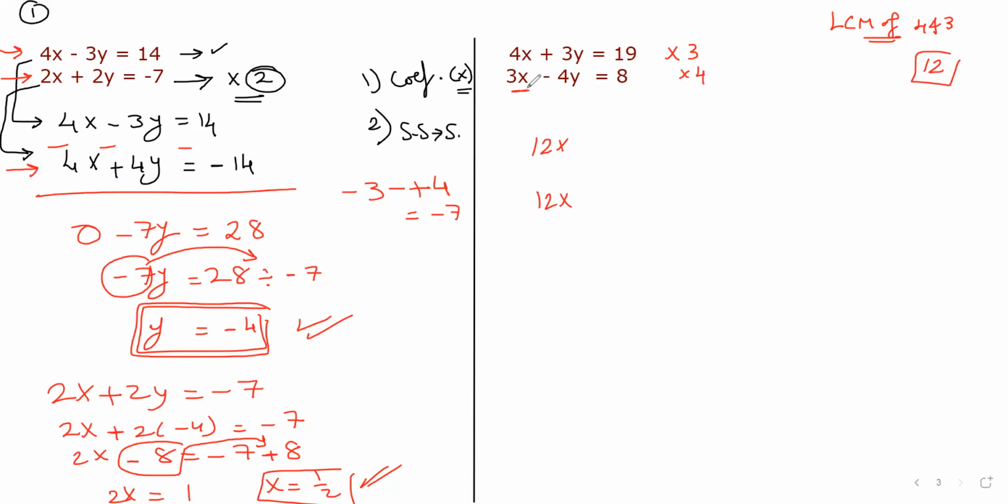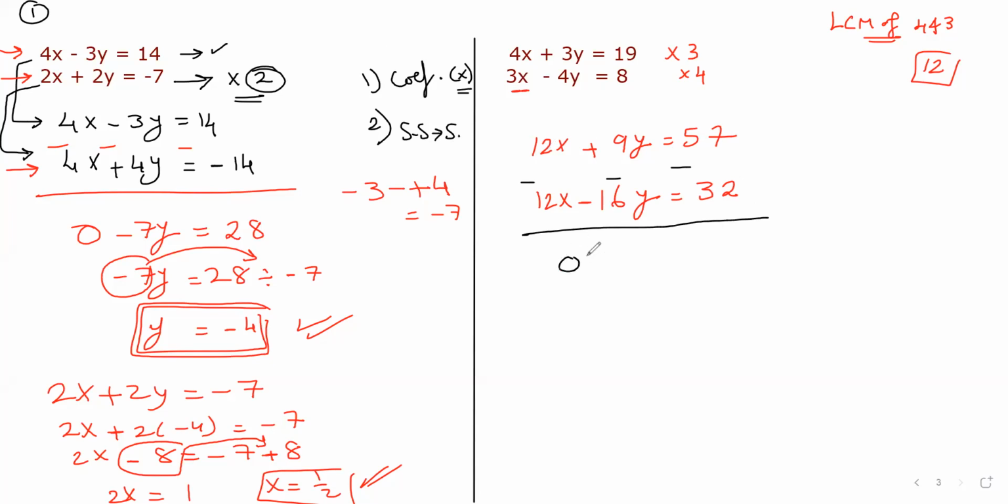So the new equations are as follows. Multiply the first one by 3: 12x plus 9y equals 57. 12x minus, I'm going to multiply the second equation by 4, minus 16y equals 32. Let's check here. Similar coefficients, perfect. I'm going to check the sign. Same sign, I will subtract. So drop minus, minus, minus, and then start working out the question.